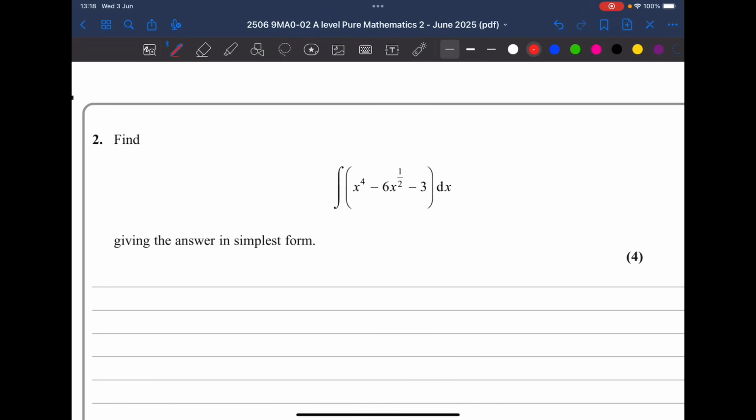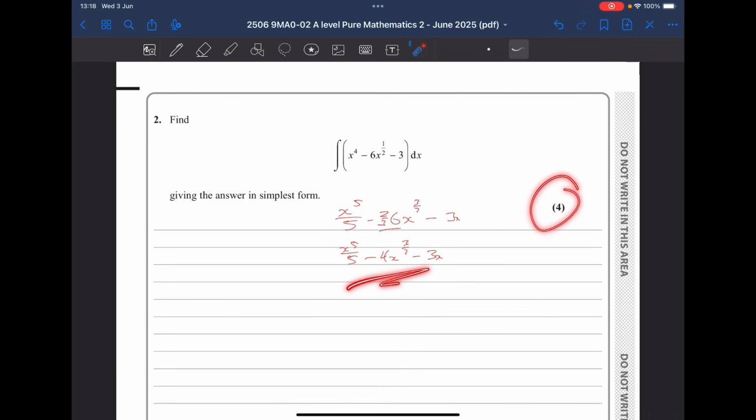So when it's x to the 4, raise it up to x to the 5, divide by 5. 6 to the half, raise it up to 3 over 2, and that 6 will times it by 2/3. And minus 3x. And this 6, 2/3 of 6, what's that give us? That is 4 altogether. Can also do that in one go if you like. No harm in doing it in 2. That all looks good for me.